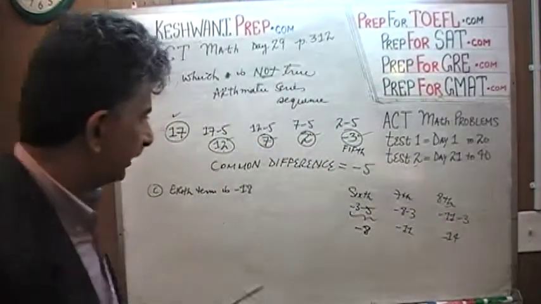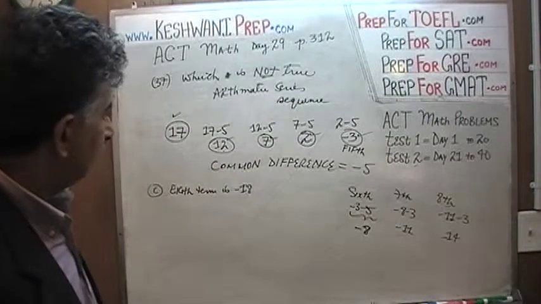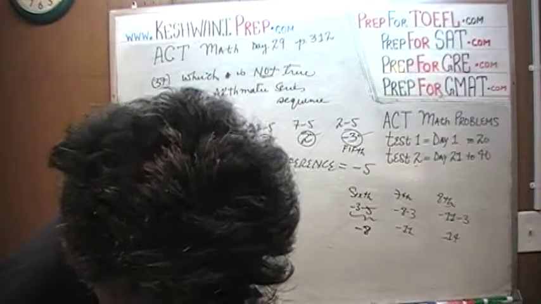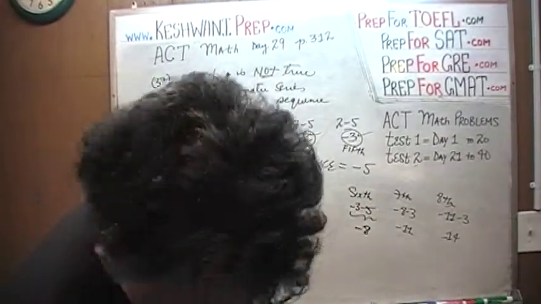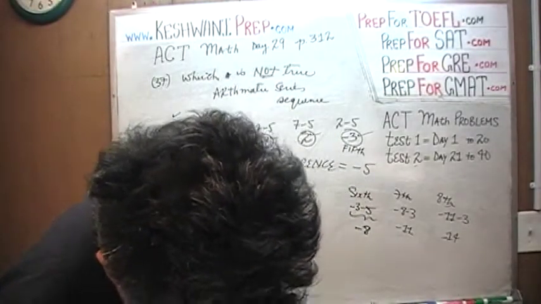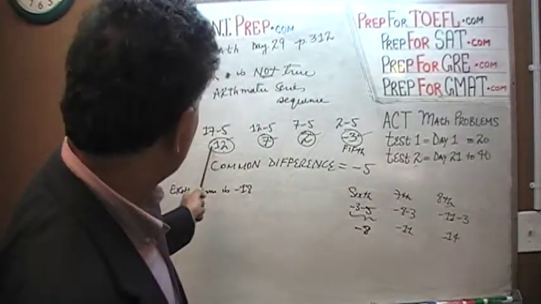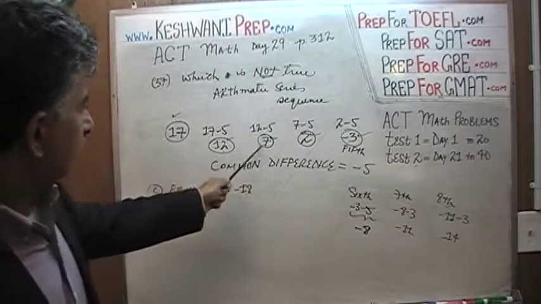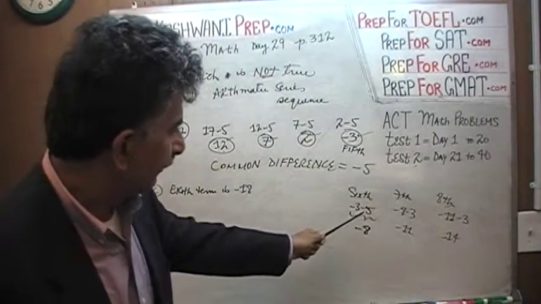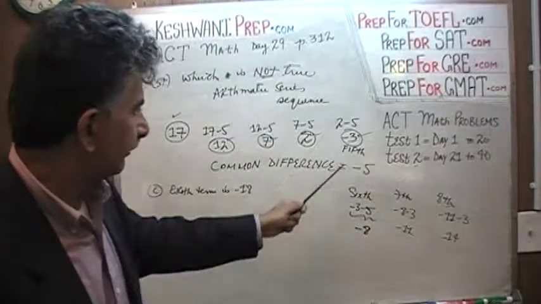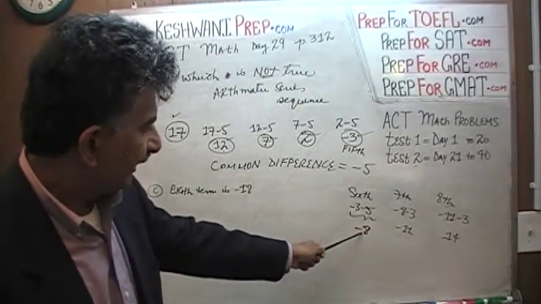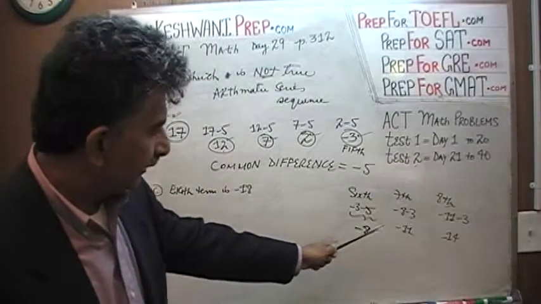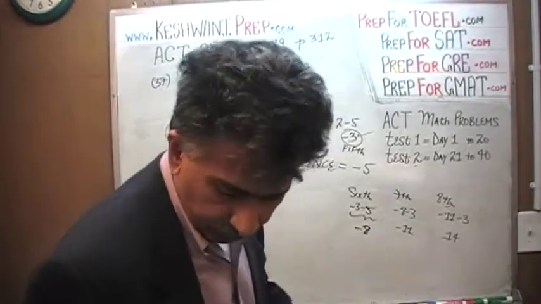Is that what it says? It says negative 18. 8th term. Did I make a mistake? It says the 8th term is negative 18. Oh, I lost it. 1, 2, 3, 4, 5, 6, 7, and 8. That is the 8th term. Negative 3 minus 5. The common difference was 5, so negative 5. So negative 8, negative 11, negative 14.